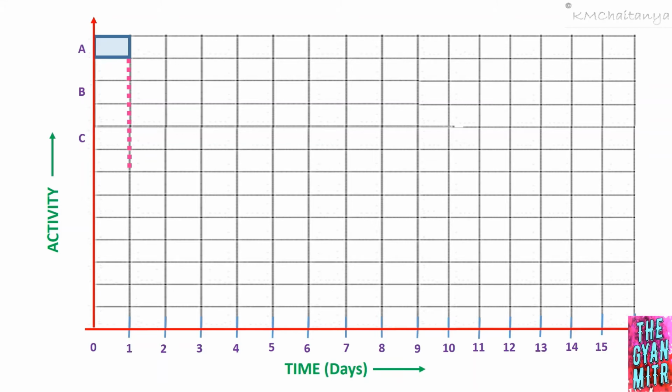Now we know the duration of these two activities. Activity B is taking 2 days. Now we'll draw a bar chart for activity B. It looks like this. And the duration for activity C is 4 days. And we'll draw a bar for activity C. And this looks like this.